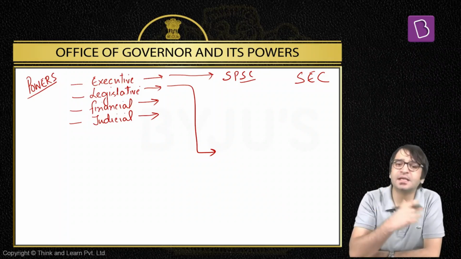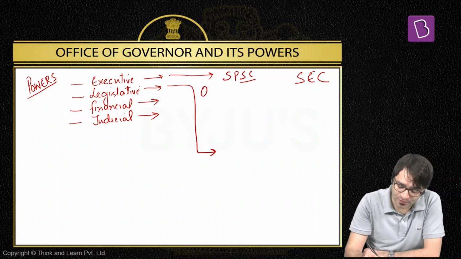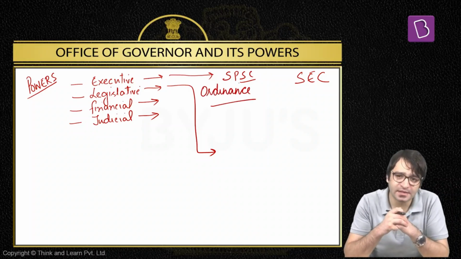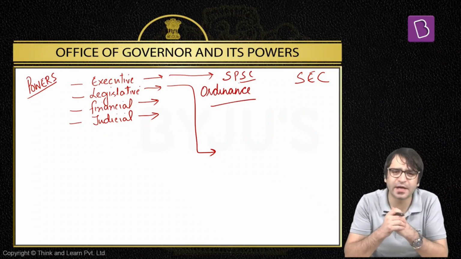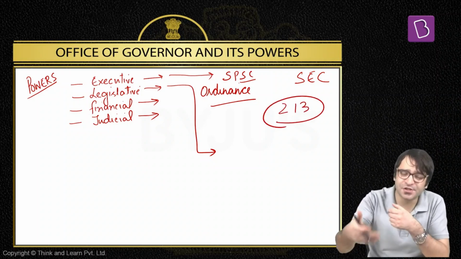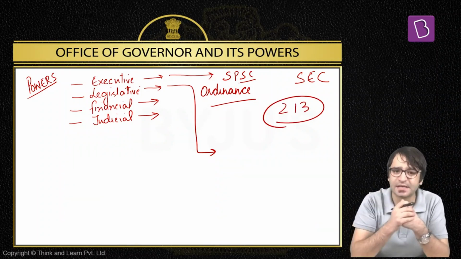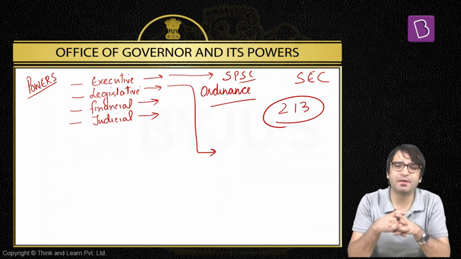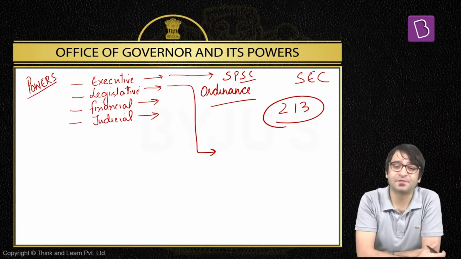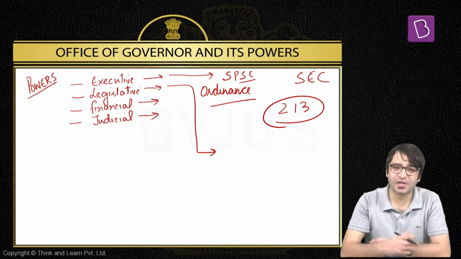Similarly, his legislative power is that he gives his assent to a bill. Similarly, he can also promulgate an ordinance. Just like the president promulgates an ordinance under Article 123 of the Constitution, in a similar fashion, the governor can also promulgate an ordinance under Article 213 of the Constitution. When the legislative assembly is not in session, the governor can promulgate an ordinance with respect to that state. Similarly, he has other legislative powers, such as addressing the legislative assembly when it is convened for the first time after the election, just like the president does. Similarly, on the first day of the budget session, he addresses the legislative assembly.